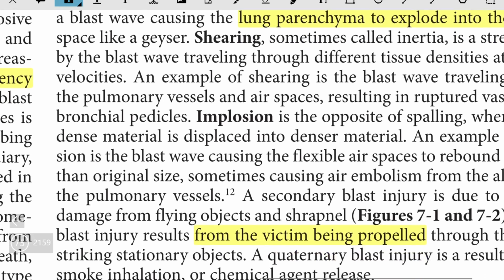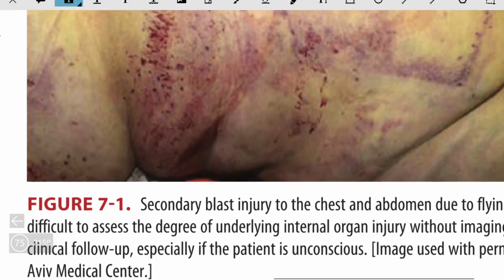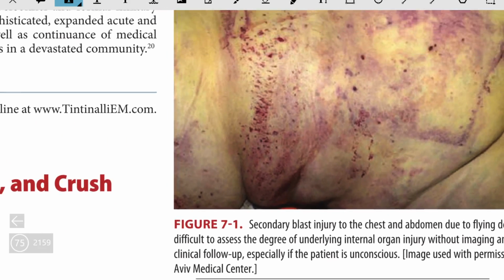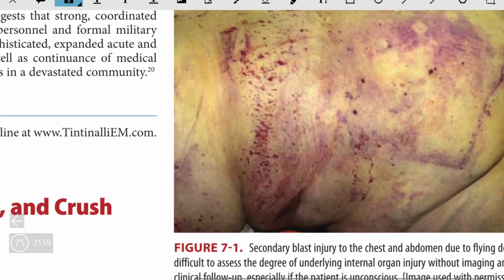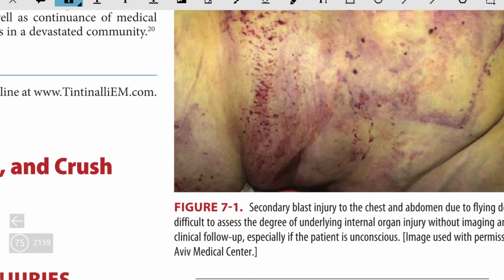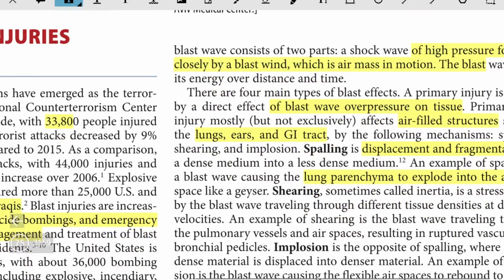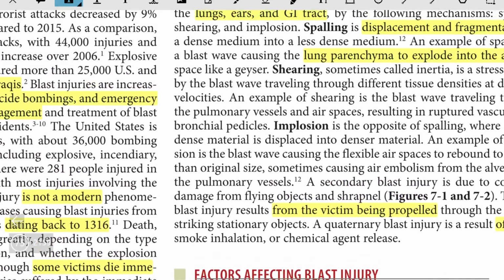A secondary blast injury is due to collateral damage from flying objects and shrapnel. In the images here, you can see the secondary blast injury over the chest and abdomen, where you can see multiple reddish spots. These are due to secondary blast effects, that is, due to the flying debris. It is difficult to assess the degree of underlying internal organ injury without imaging and careful clinical follow-up, especially if the patient is unconscious. So that is regarding the secondary.